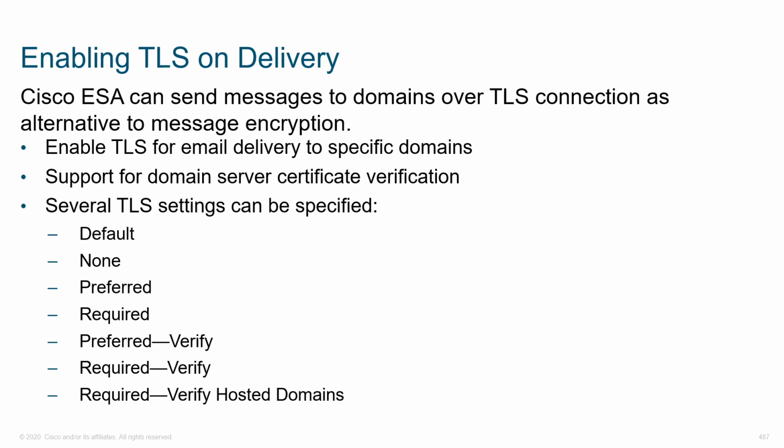So the ESA can send messages to domains over TLS connections, as we mentioned, and this is an alternative to message encryption. Why? Because the email itself is in the clear, but when we went to do the relay, when we went to do the SMTP conversation, we encapsulated all of that within TLS. So what we would do is enable TLS for email delivery to specific domains. Great between partners, great between yourself and perhaps acquisitions. Support for domain server certificate verification, and again, we've got several TLS settings that can be specified.